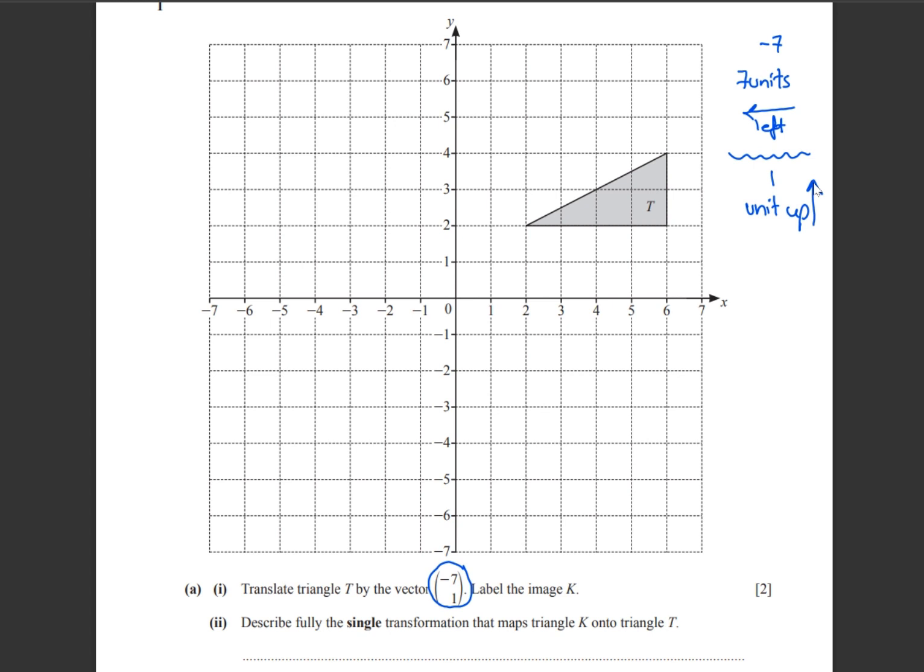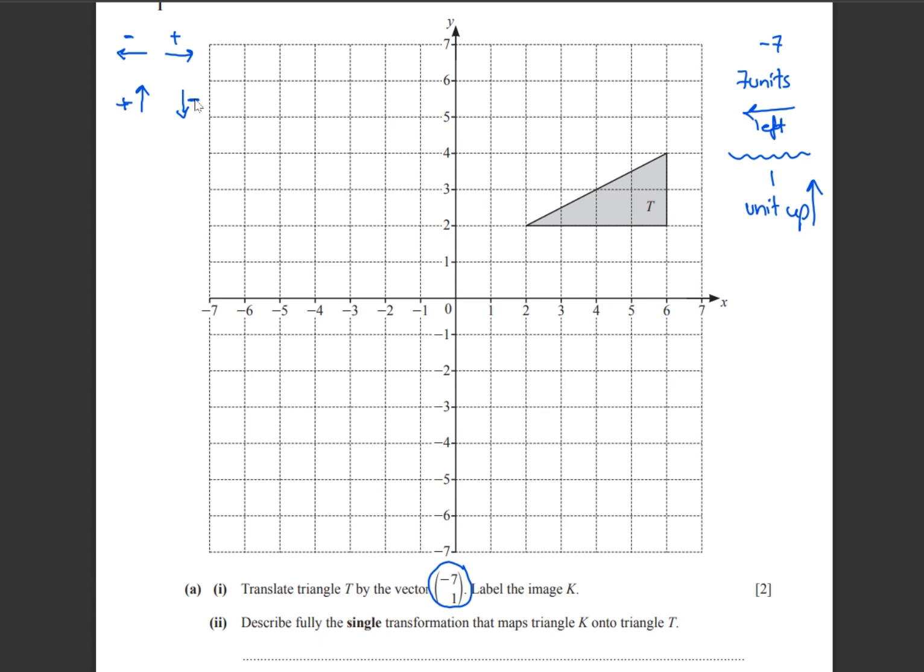So the first number, the upper number, if it is negative, means left, and if it is positive, means right. And the second number, if it is positive, means up, and if it is negative, means down. So again, for the first number, if it is negative, it means to the left, and if it is positive, it means to the right. And the second number, if positive means up, and if negative means down.